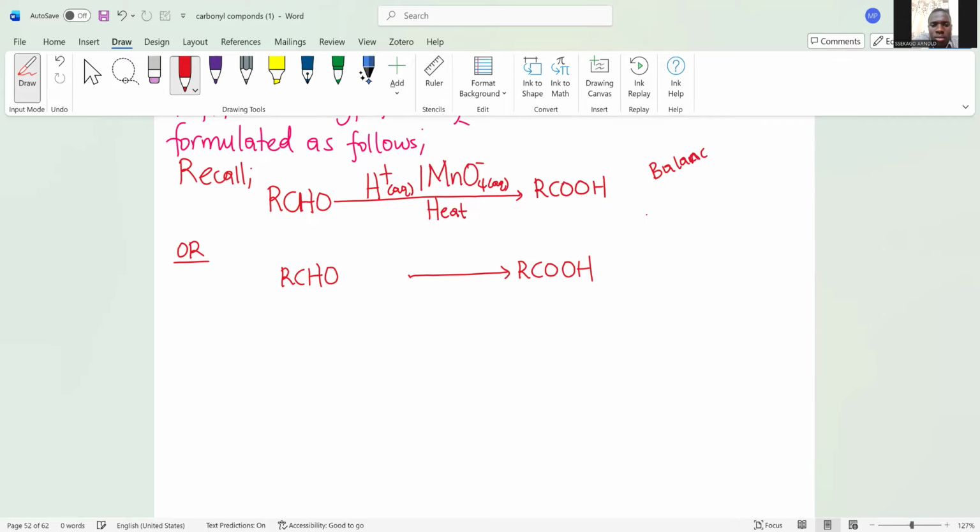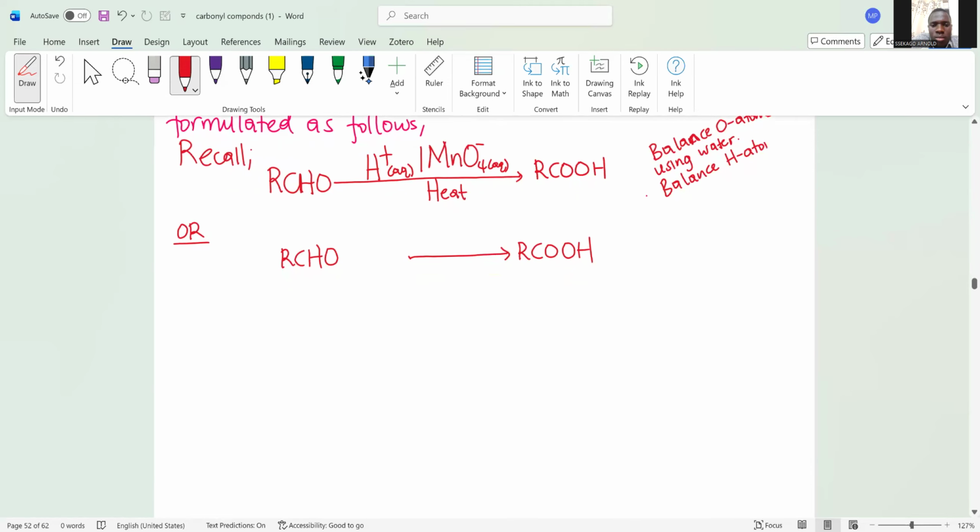I'm going to balance oxygen atoms using water. Then I also balance hydrogen atoms using hydrogen ions. So I have one R this side, one R the other side. I have one carbon atom this side, one carbon atom the other side, one H this side, one H the other side. The oxygens are the ones which are not balancing.